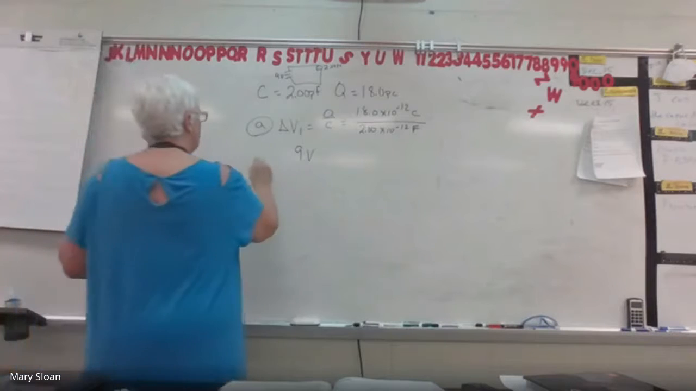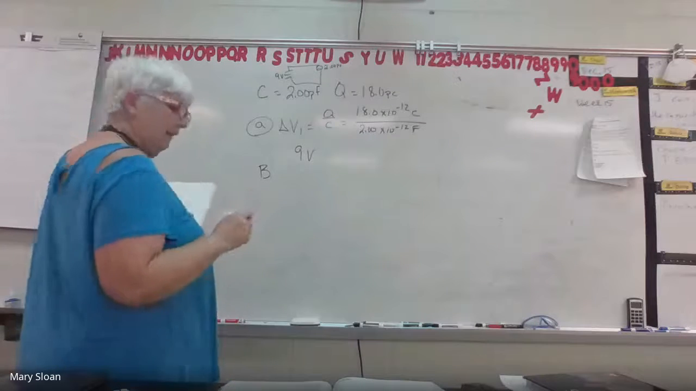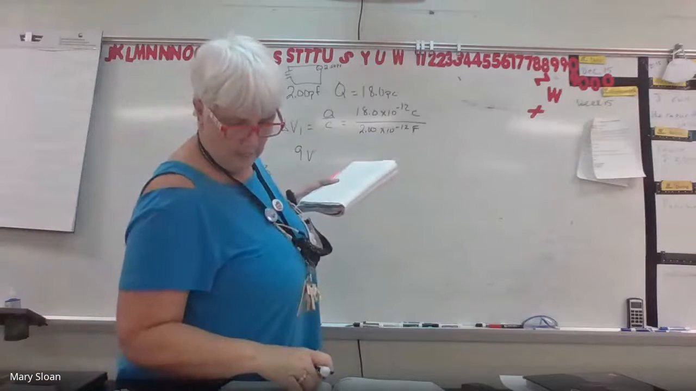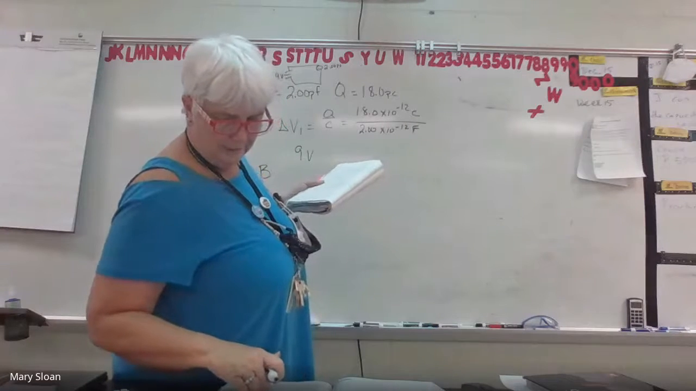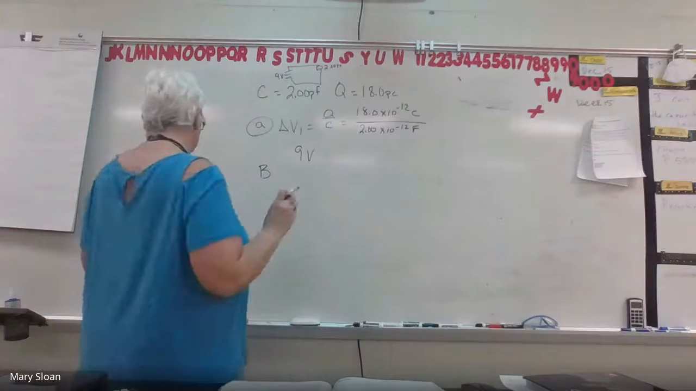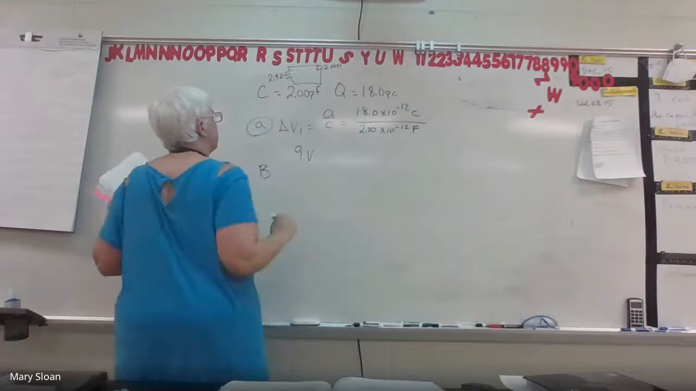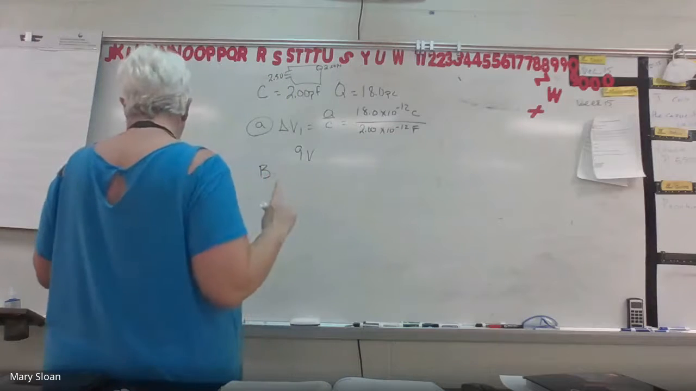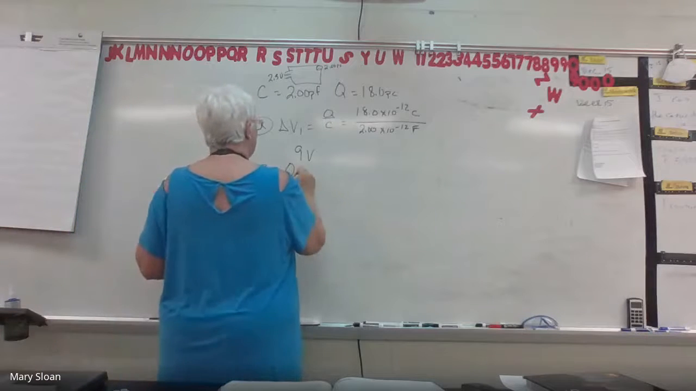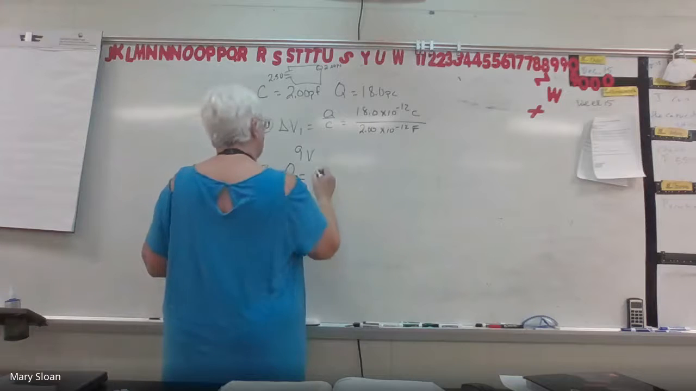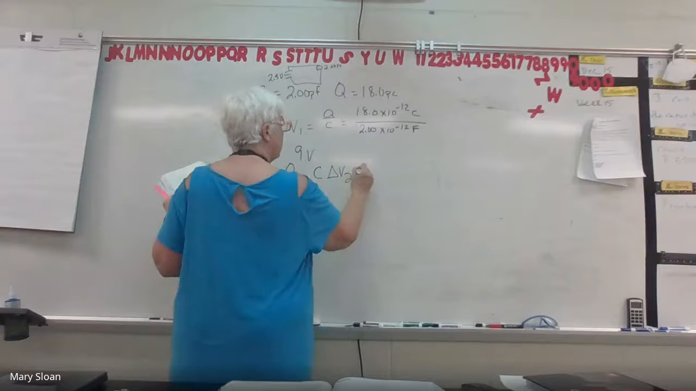Now B is asking us again, but this time it's telling us how much charge is stored when the potential difference is 2.5 volts. So instead of 9 volts, now it's 2.5 volts. So for this one, we're going to try to find Q. That's what we're missing. That is C times the change in our voltage 2.